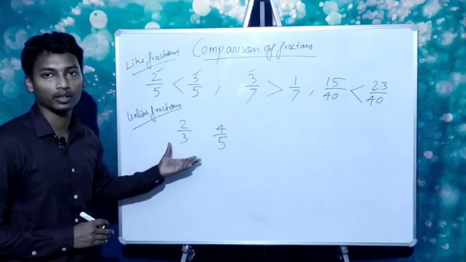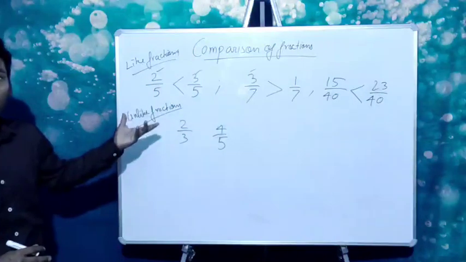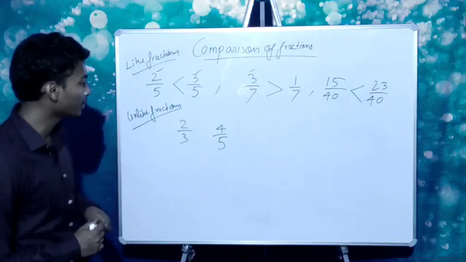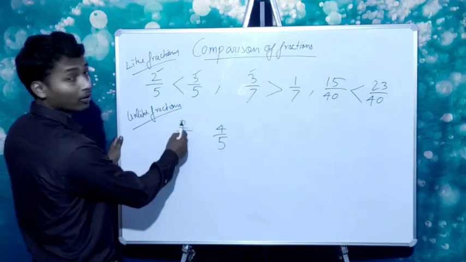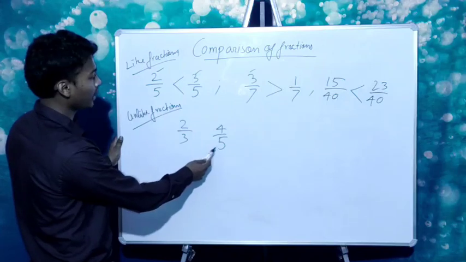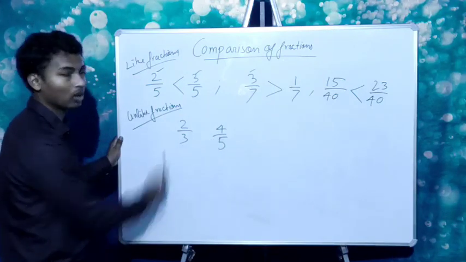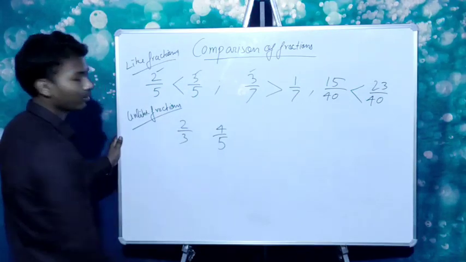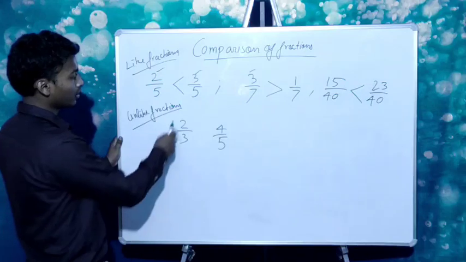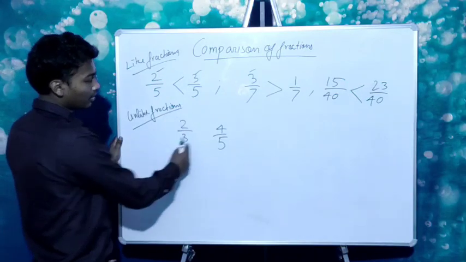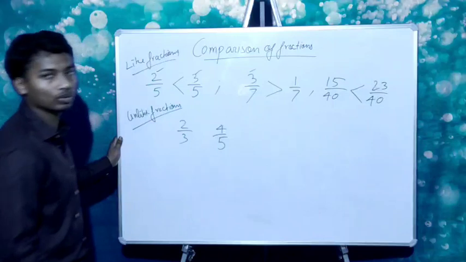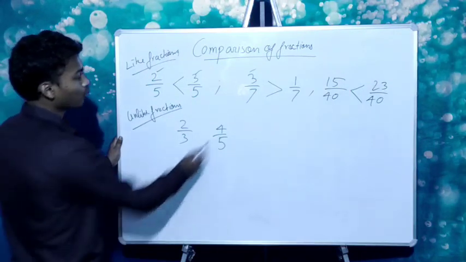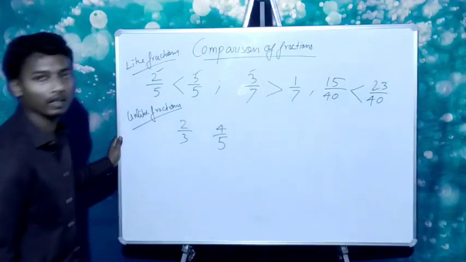So we can apply the same here, but mentally we can identify which fraction will be the greatest by simply multiplying the numerator of the first and denominator of the second, and the numerator of the second by the denominator of the first. So if I multiply 2 times 5, it will give us 10, right? And 3 times 4 will give us 12. So which one is greater, 10 or 12? Obviously 12. So it means 4 by 5 is greater than 2 by 3.